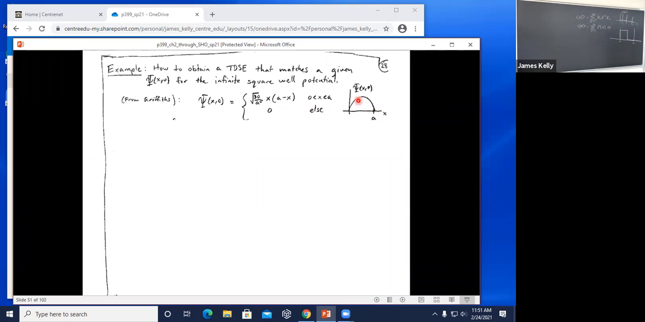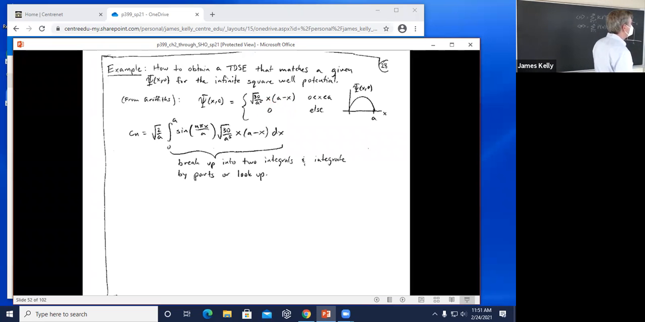So analytically, it's a parabola, so it's a quadratic form function. It's got to be 0 at x equals 0 and 0 at x equals a. So that tells you this is the factorization of that parabola. That's at least between 0 and a, 0 outside of there.